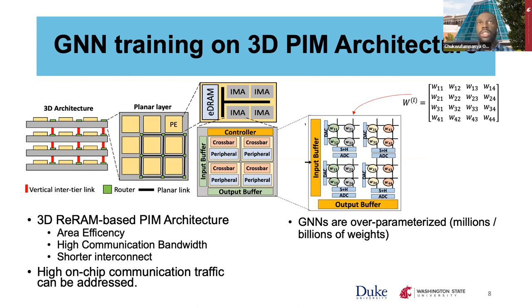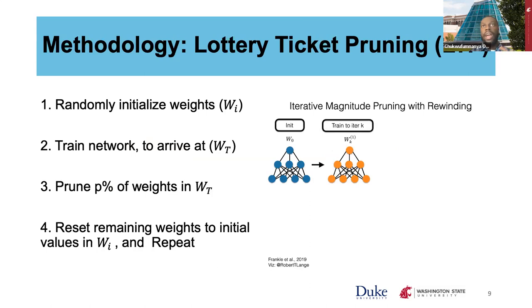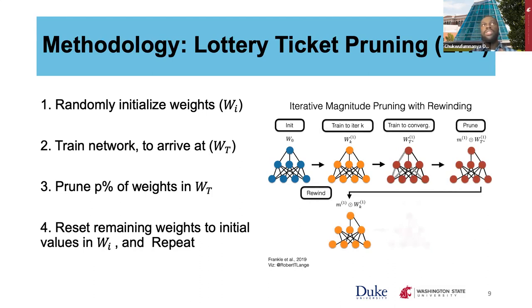So one problem here is that we require a large amount of hardware, a large amount of crossbars, to actually store GNNs, because they are very over-parameterized, consisting of many parameters. And also, in this work we explore pruning techniques to shrink the model and speed up computation. So in this work, we specifically leverage a method called lottery ticket pruning.